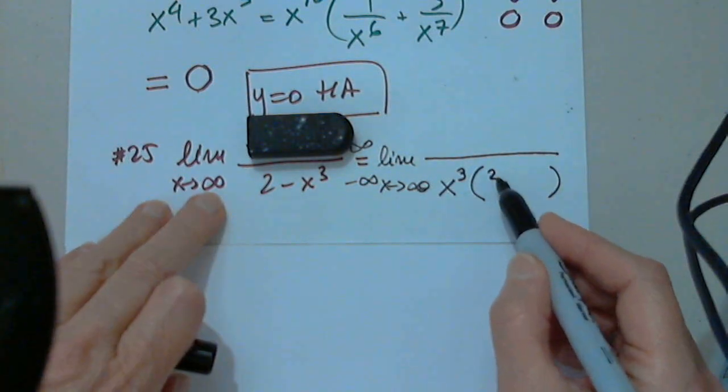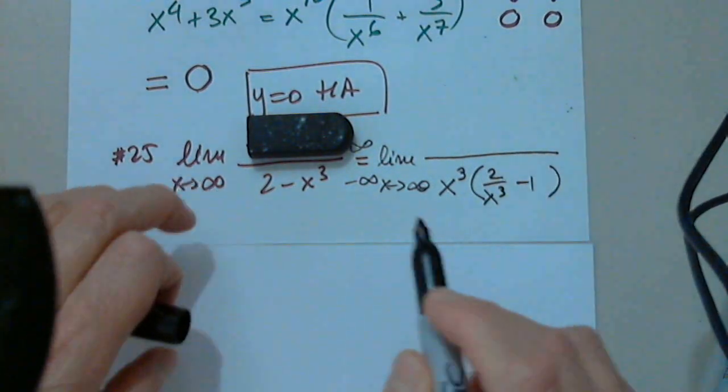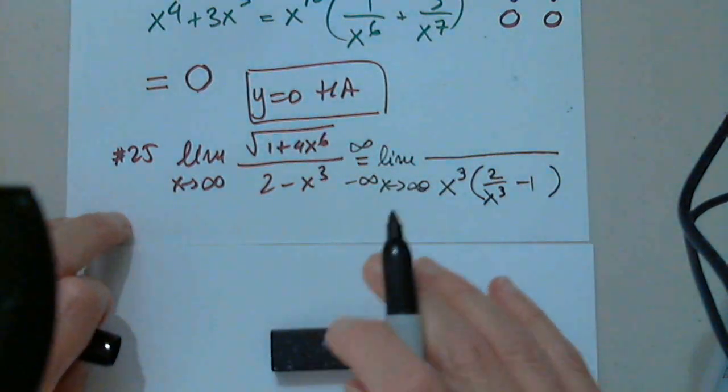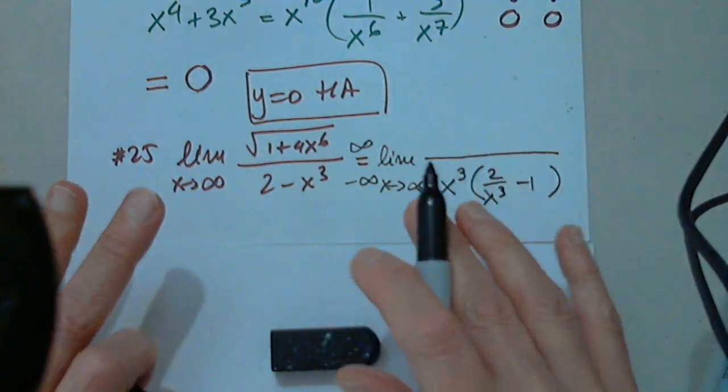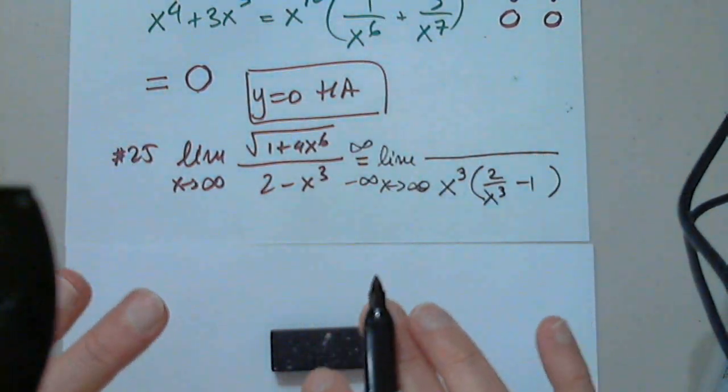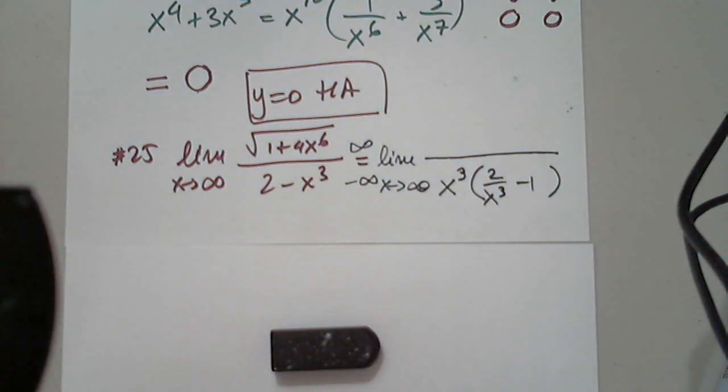2 over x cubed, yes? Minus 1. Perfect. Now, I know the book shows you to multiply the top and bottom. Please don't. I accept it. It's a silly method, but I have to accept it. It's in the book. But don't. You will see why in a minute.